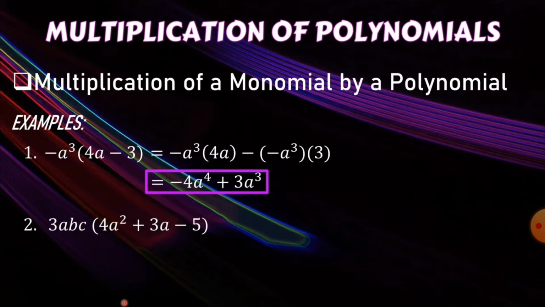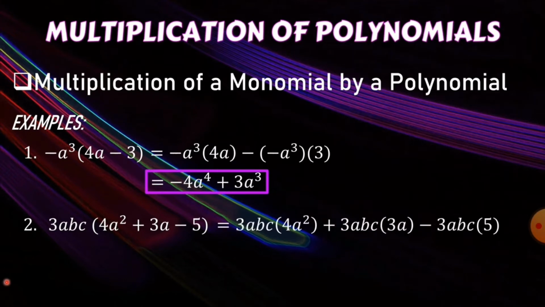Again, we will apply the distributive property. So we will distribute 3abc to 4a squared, to 3a, and to negative 5. And then after we distribute, we apply the multiplication of polynomials. So multiply monomial by monomial. So 3abc times 4a squared becomes 12a cubed bc.